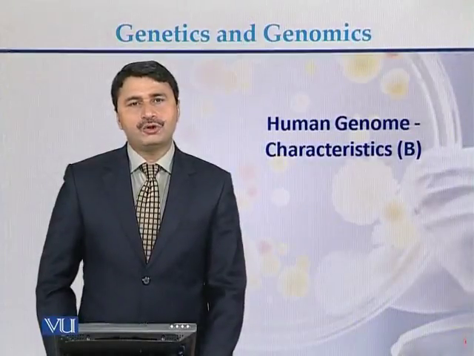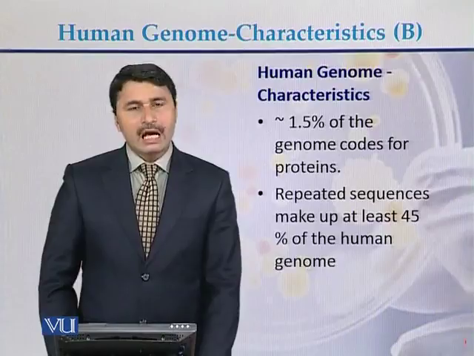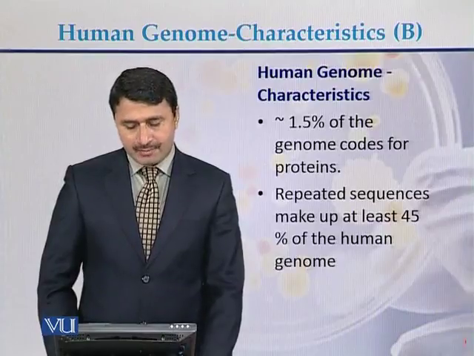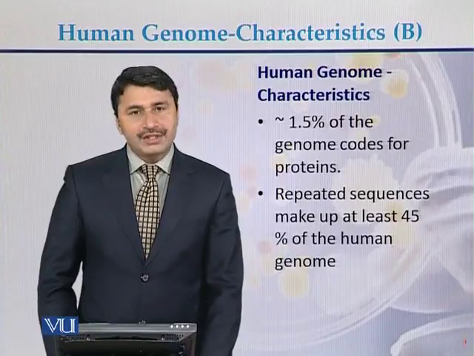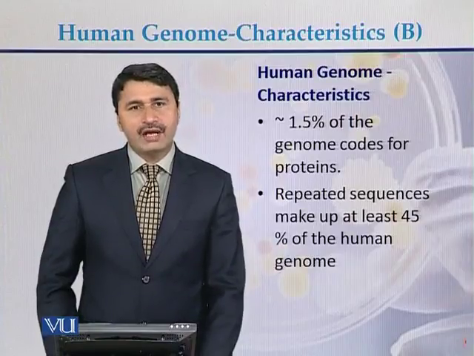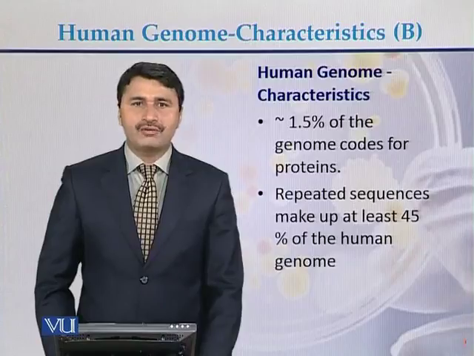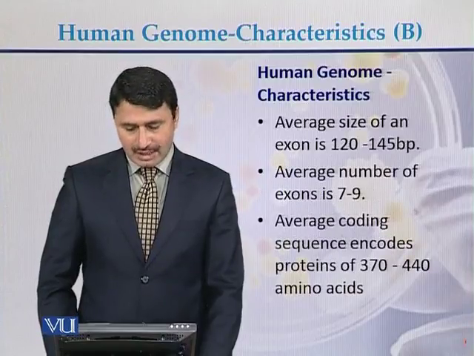Characteristics of human genome. Approximately 1.5% of the genome codes for the proteins. Repeated sequences make up at least 45% of the human genome.